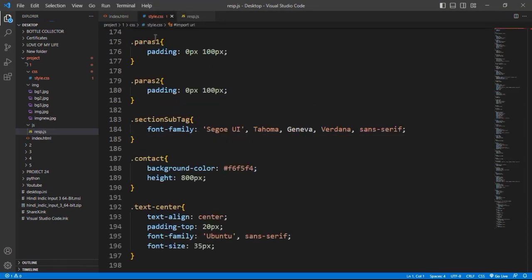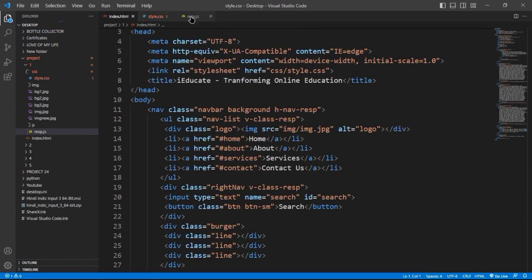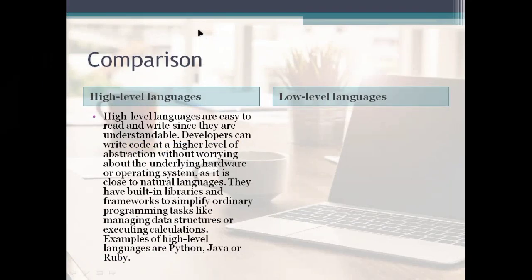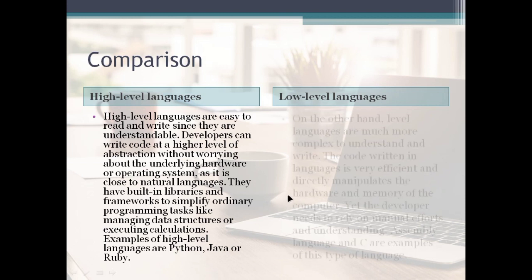This is just a simple code with padding, HTML and CSS. But as I go to this Java file, I can see that inputs are given like add event listeners and document query selectors, burger, navbar. So these are some of the high level languages which could not be understood easily, and thus these are stored in the form of libraries. These are used to create complex things in an easier way. So these are called high level languages. Examples are Python, Java and Ruby. Now let us understand what is low level language.